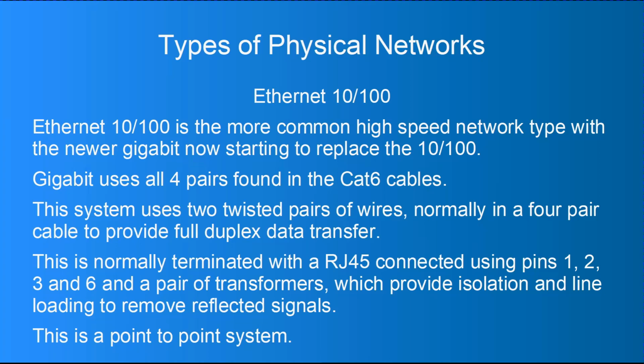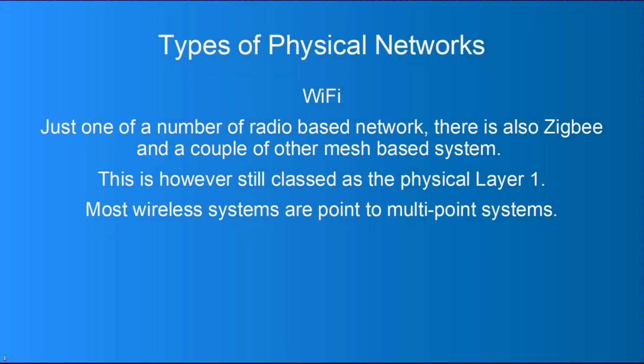Now, our final type of physical network is a little counterintuitive. It's radio. It's a signal that's being transmitted across the air, and Wi-Fi is one that everyone would be familiar with, but there are other radio-based networks. You may have heard of Zigbee. There's a couple of other mesh-based systems as well. LoRa is now starting to come into common use, and some systems will use the 433 megahertz frequencies to transmit data at low rates.